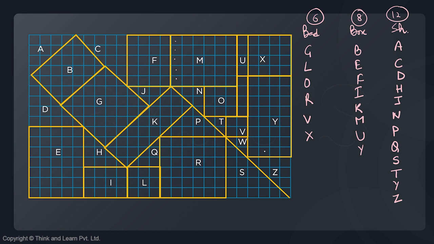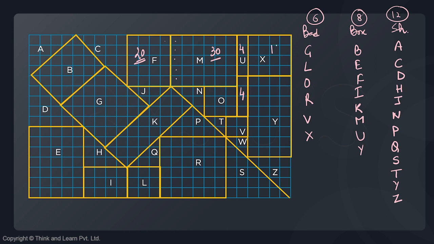For a rectangle, it is pretty easy, right? So for example, F is a rectangle. So 1, 2, 3, 4 and 4 by 5. 4 by 5, 20 would be the area. For M, it is 5 by 6, 30 would be the area. For U, it is 1 by 4, 4 would be the area. Similarly, 4 here.